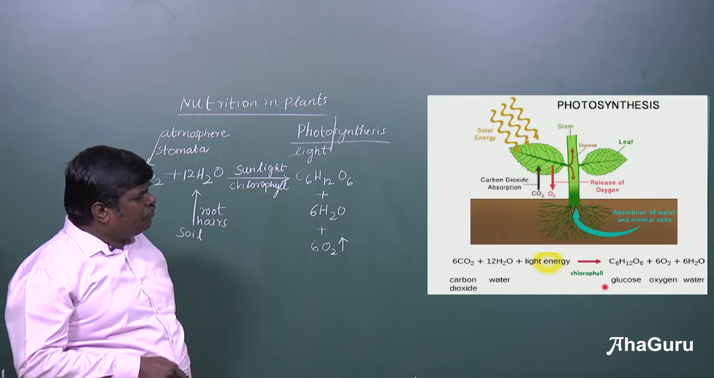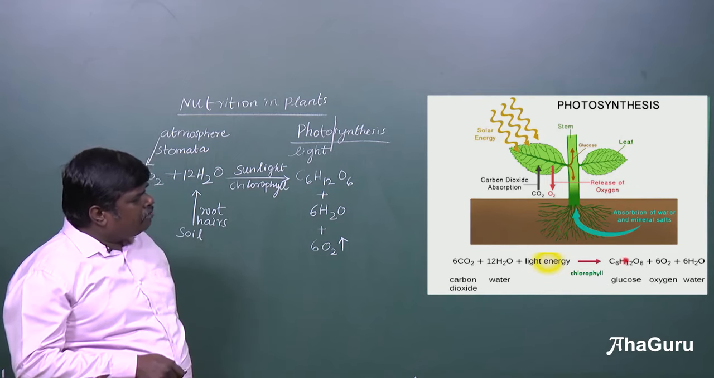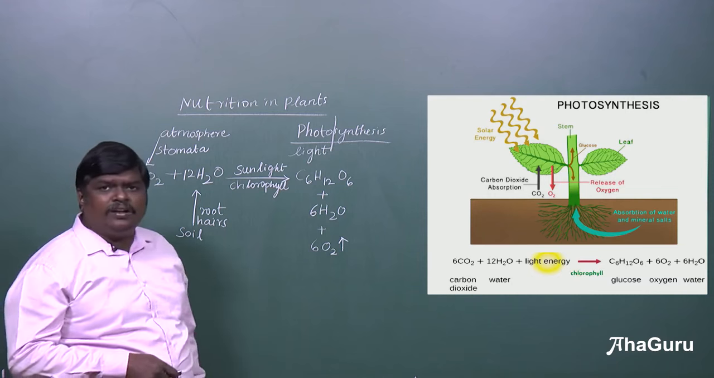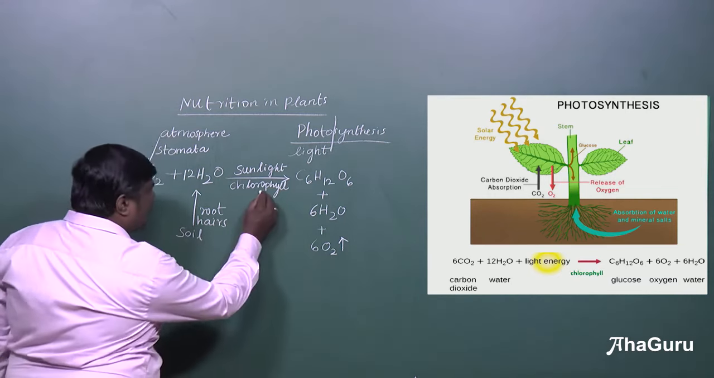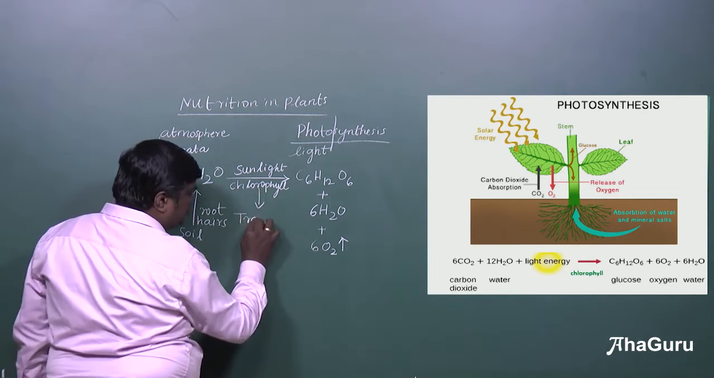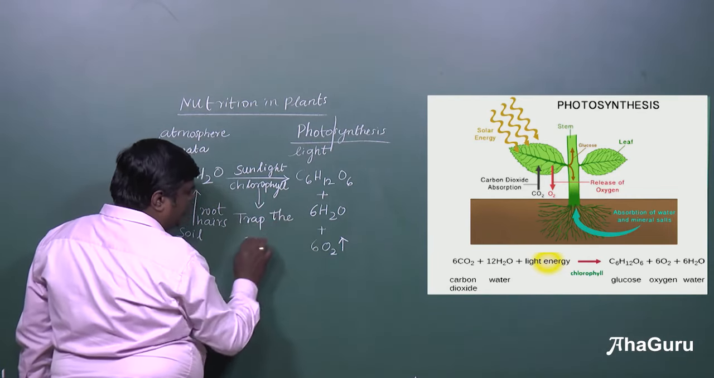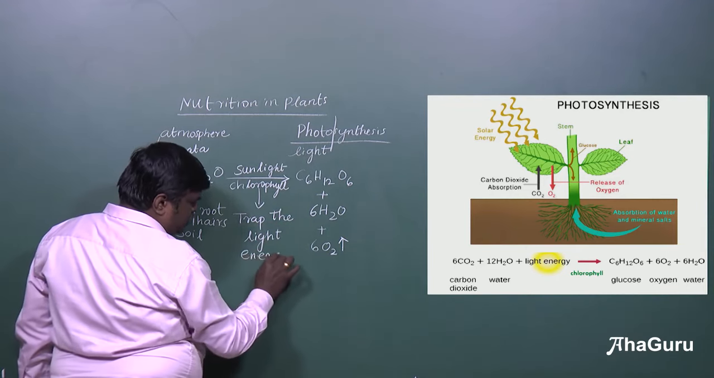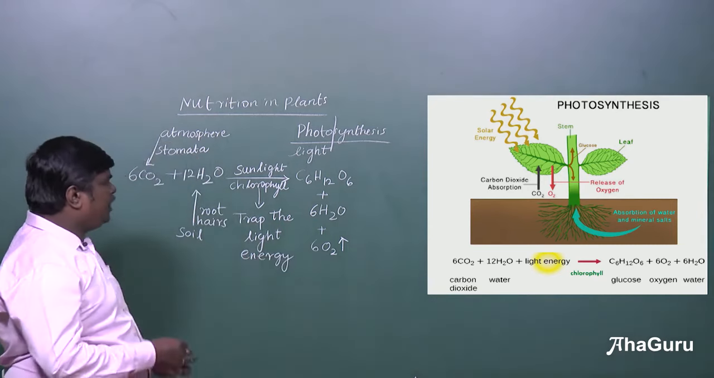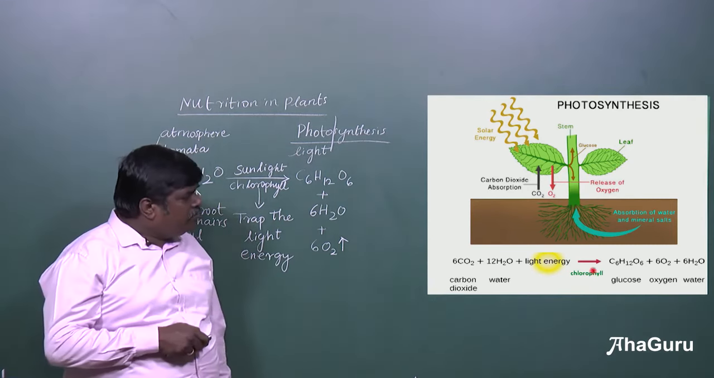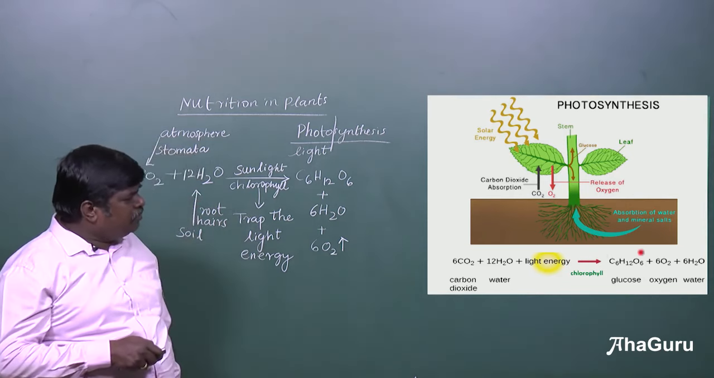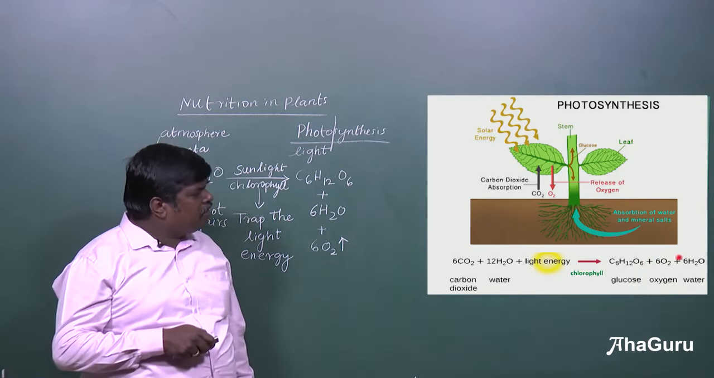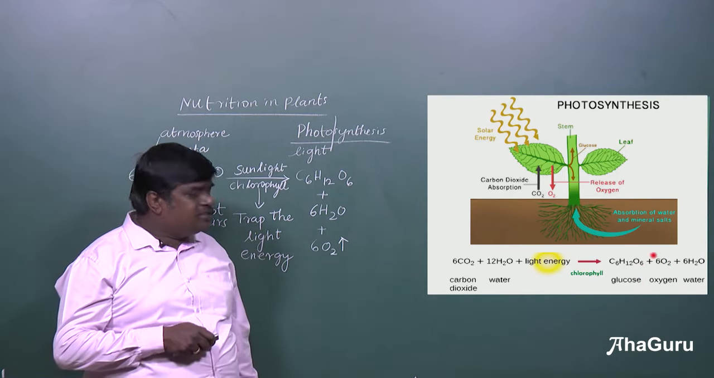So with the help of chlorophyll, the plant traps the light energy. What is the importance of chlorophyll here? Chlorophyll is the one that traps the light energy, the sunlight. With the help of the light energy and chlorophyll, it produces C6H12O6, the glucose molecule. During this process, oxygen is evolved.